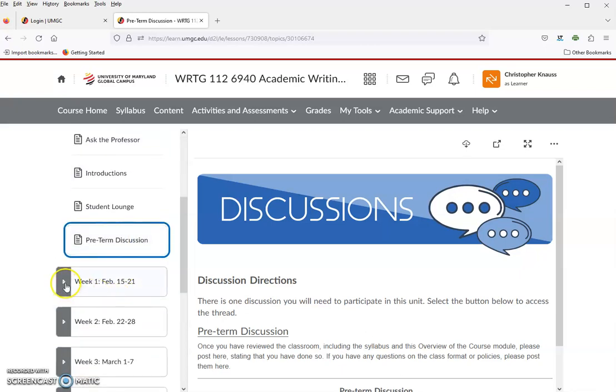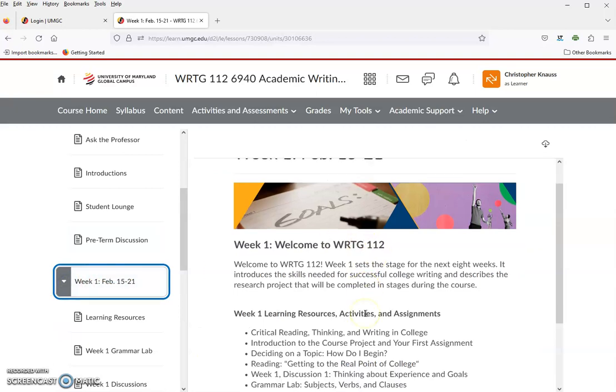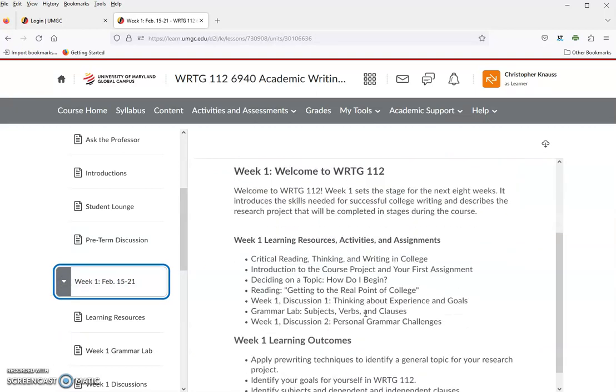But this week, week one, we're getting started. The week runs Wednesday to Tuesday. Important things to remember: the first post for the discussions is due by Friday. A second post should be done by Sunday, and if you do a third post, that should be done by Tuesday to be eligible for full points for each discussion.